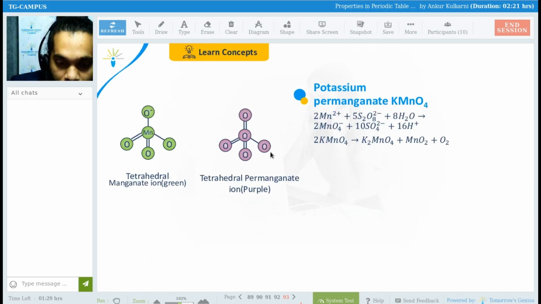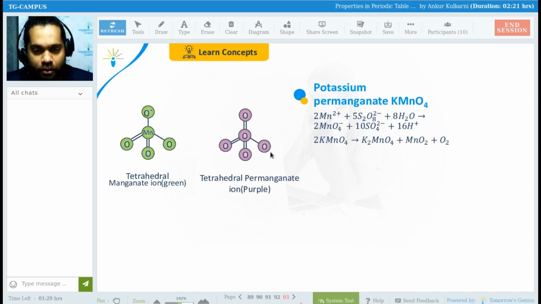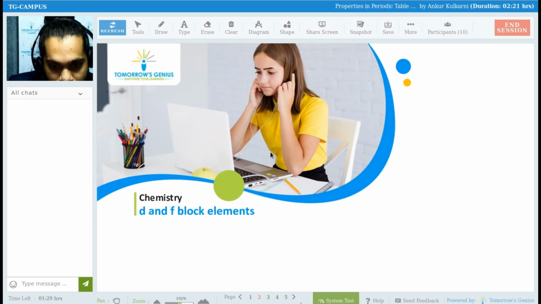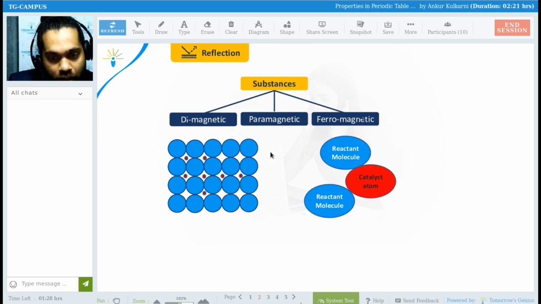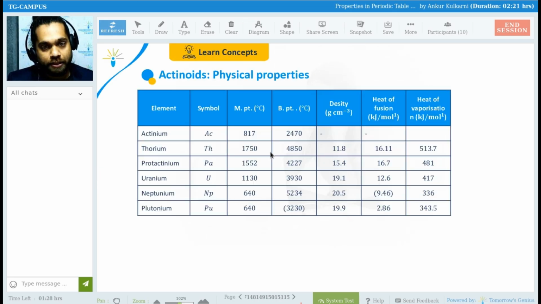Okay, now look over here. Let us go to a little bit of your compounds. Now, for your potassium permanganate, the important part is the reactions. Let us go to the reaction part. Let us see the reactions of potassium permanganate.